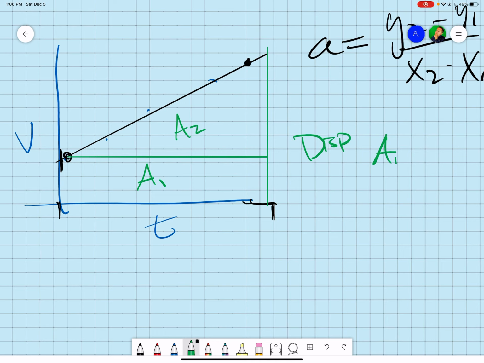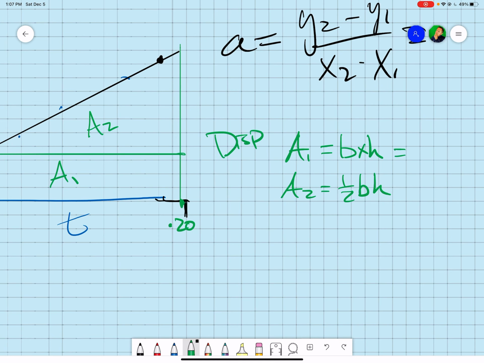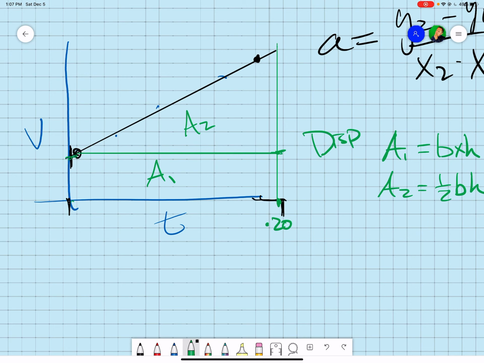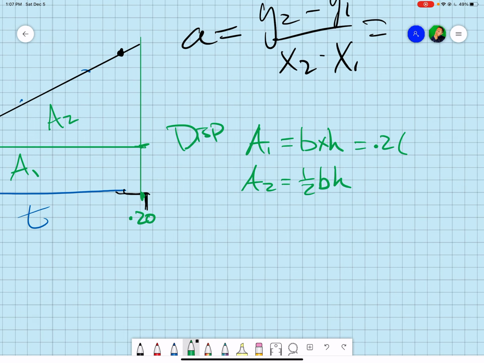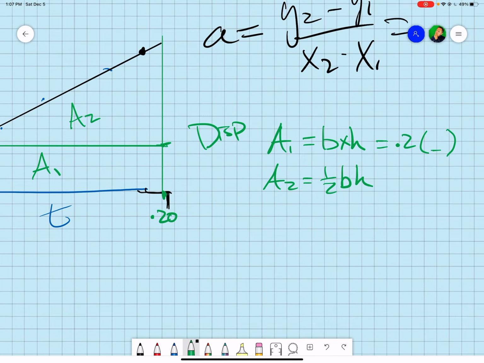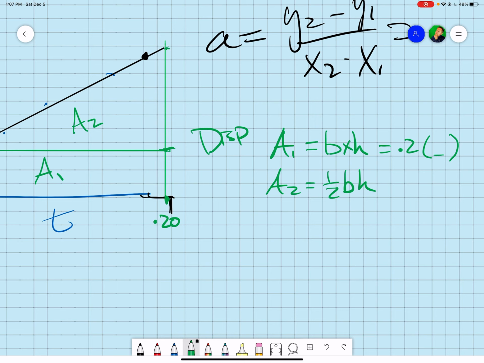So area 1 would be base times height, and area 2 would be 1/2 base times height. Your base here, I do remember, was like 0.2 over here. So you'd have 0.2 as your base. And your height would be whatever the height of this value is here going over there. I think it was a number less than 1, but whatever you estimated that value to be there, okay?